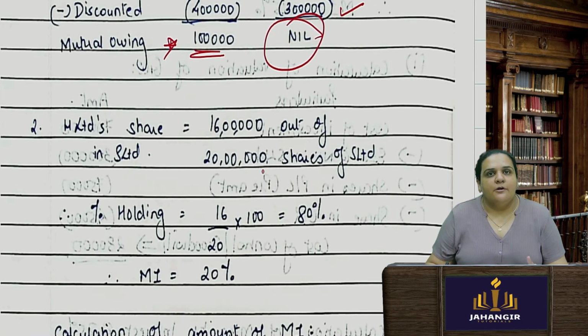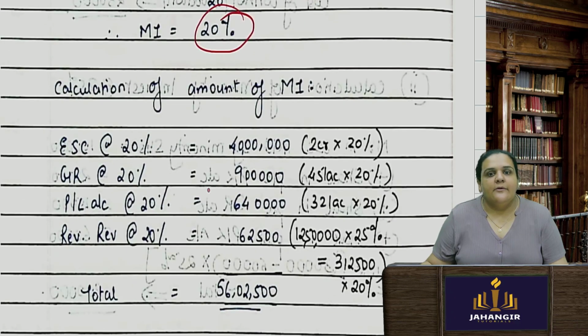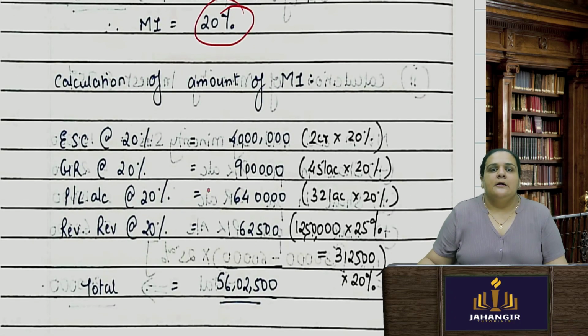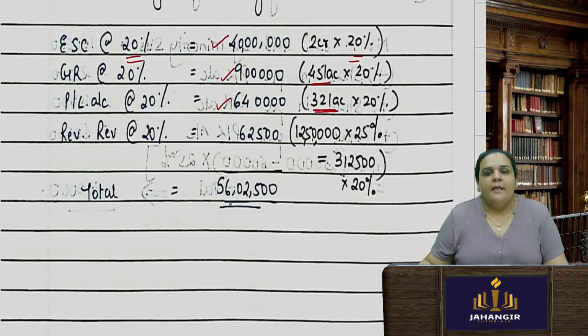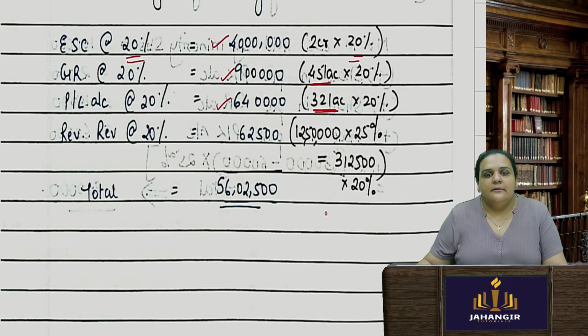3,12,500. So you will add all, you will take all, and you will just multiply that by the percentage. 16 lakh shares out of 20 lakh shares. What is the percentage holding? 80%. Therefore, minority interest is 20%. To calculate the amount of minority interest: equity share capital 2 crores into 20%, 40 lakhs. General reserve 45 lakhs into 20%, 9 lakhs. P&L 32 lakhs into 20%, 6 lakhs 40,000. And 3,12,500 into 20% will give you 62,500. So total is 56 lakhs 2,500.